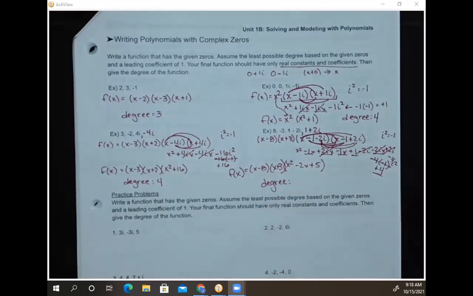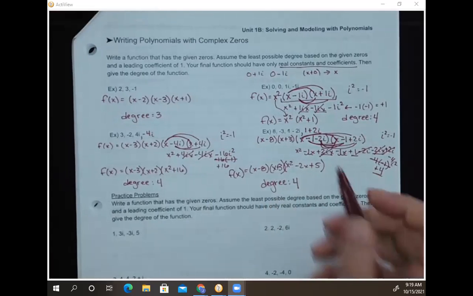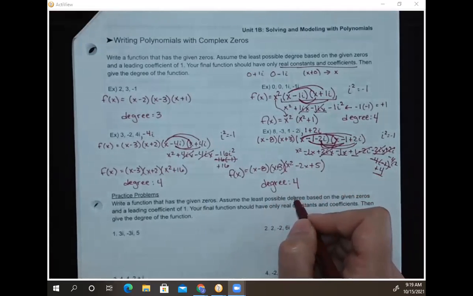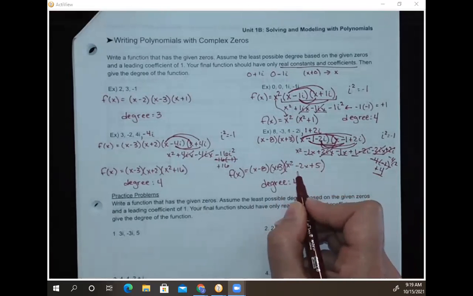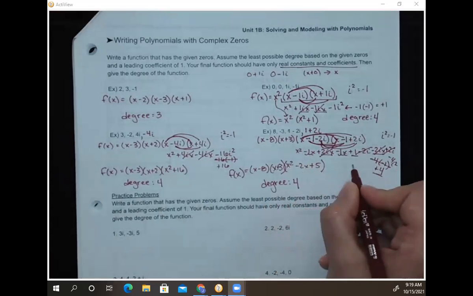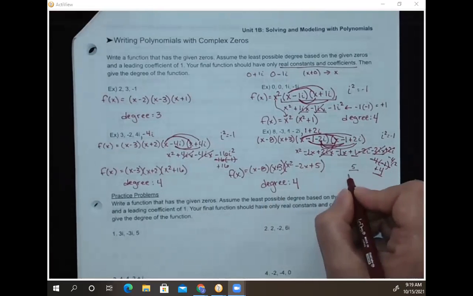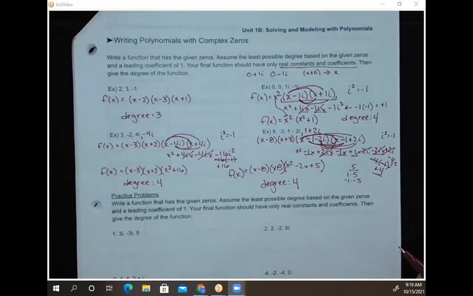What's my degree for this guy? 4. Really quickly, I want to take a look at this last factor we have here. In our last unit, if I gave you this and asked you to factor it, you would look for factors of 5 that add to negative 2. Well, your only factors of 5 are 1 and 5 or negative 1 and negative 5. Do either of those add to negative 2?